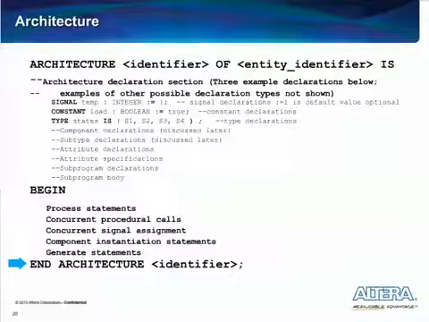Notice the formatting of the architecture shown in this diagram as well. By using proper formatting like this, your architectures are much easier to read. As you can see, the architecture declaration section is indented, whereas the begin and the end architecture are in line with the keyword architecture.